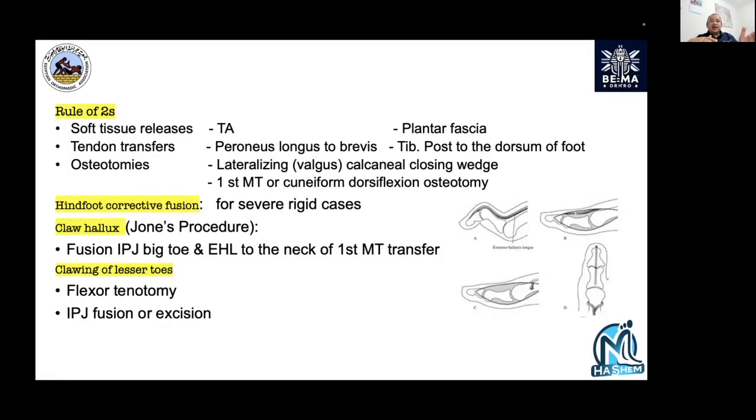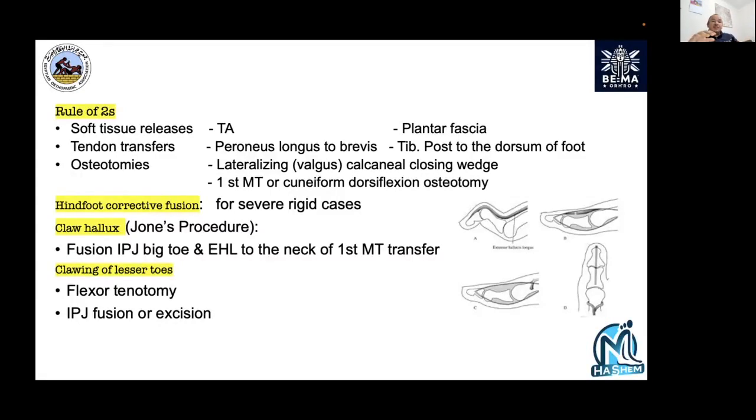The other group of counteracting muscles is the tib ant, which normally dorsiflexes the first ray, and the peroneus longus, which normally plantar flexes the first ray. In Charcot-Marie-Tooth or Pes Cavus, your peroneus longus is stronger, overpowering the tib ant. So the plantar flexing force on the first ray is stronger than the dorsiflexing force. That's why the first ray goes into plantar flexion.